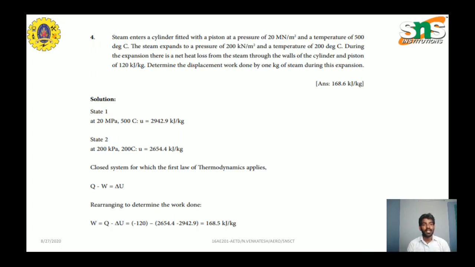But in this problem, it is fully different. For example, the parameters pressure and temperature values are given. We need to find what is the work done, or what is the heat transfer, and what is the change in internal energy. Fine. So this is the problem.